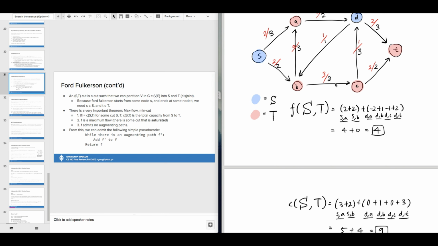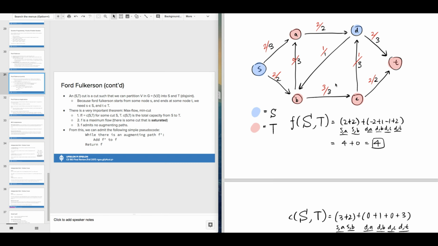The pseudocode for this algorithm is very simple. While there is an augmenting path F prime, you can add F prime to F, and then you can return F, which is the total set of flow going from S to T. For every edge, we will have a specific number, which is the flow amount that can be transferred for the optimal max flow result.